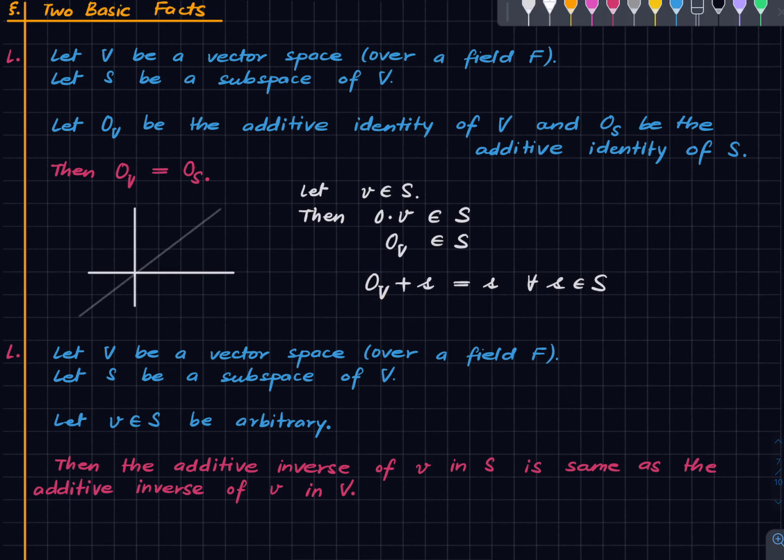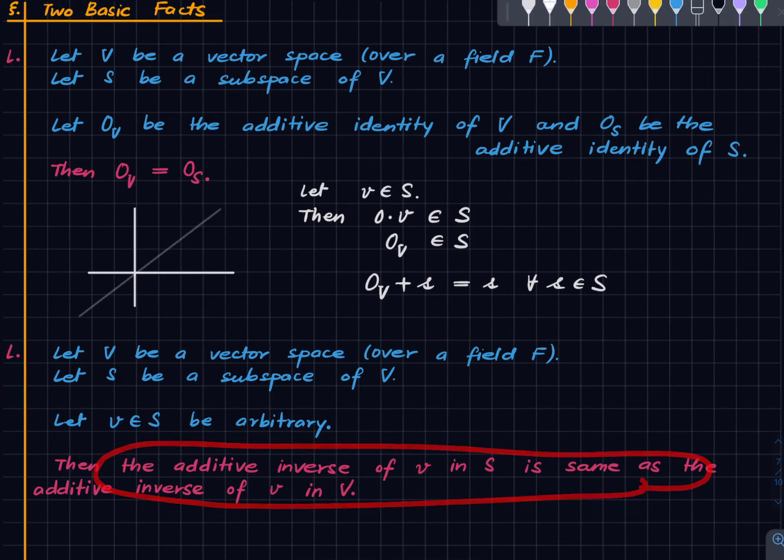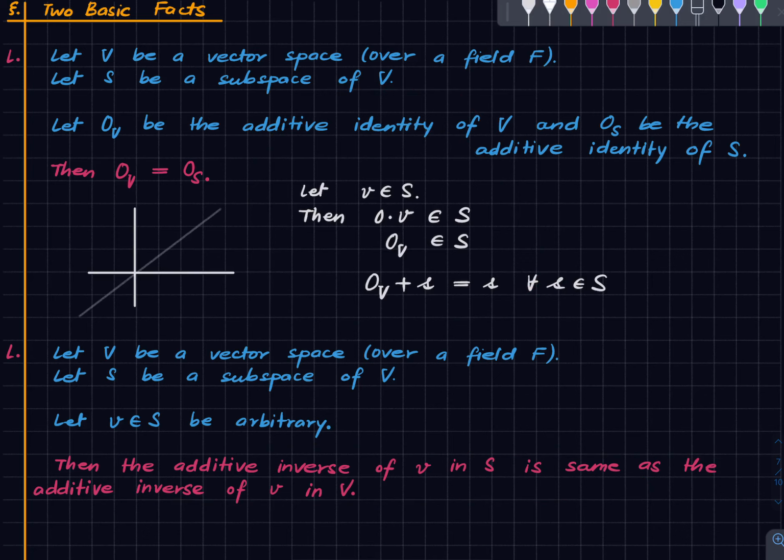A similar comment: fix a vector space V over some base field F and a subspace S of V, and fix some arbitrary vector in the subspace. Then consider the additive inverse of v in S. Again, S is a vector space in its own right, so one can talk about the additive inverse of the vector in S or the additive inverse of the vector in the parent space. They are the same thing. I leave the proof to you. Just like here, the proof is going to be very, very simple.